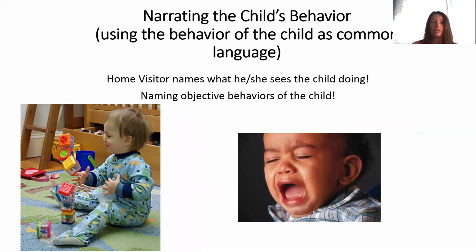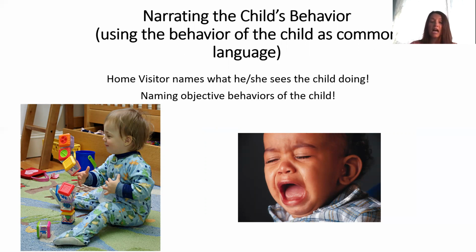The next strategy is narrating the child's behavior. This is using the behavior of the child as common language. So the home visitor simply names what he or she sees the child doing. You're naming objective behaviors of the child. And if you look here at the pictures, you see a little boy who is stacking blocks. So simply saying, I see he is stacking the blocks.